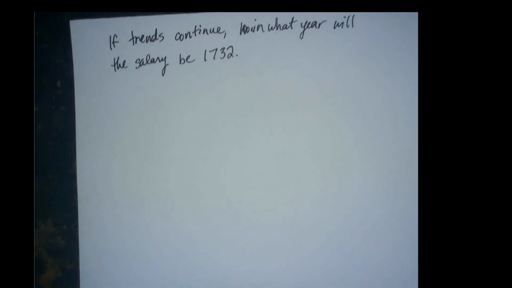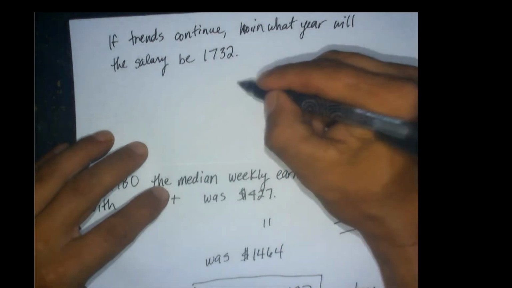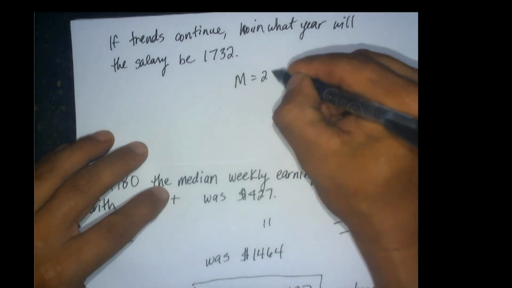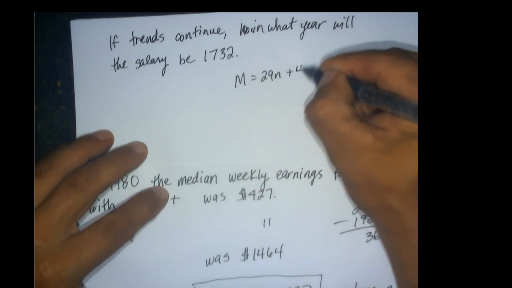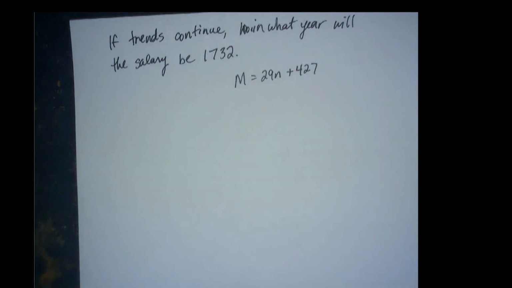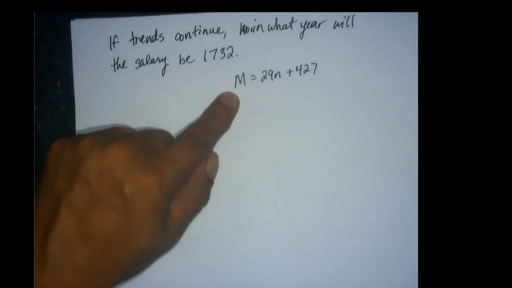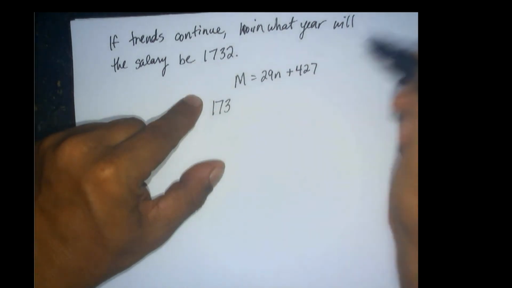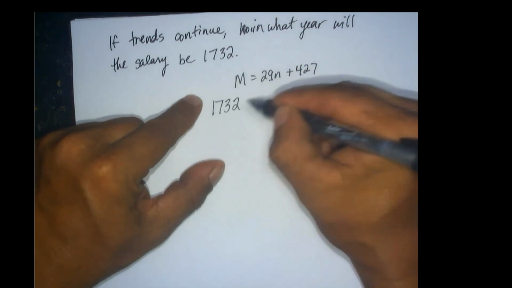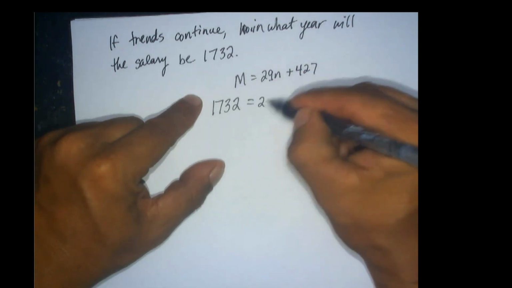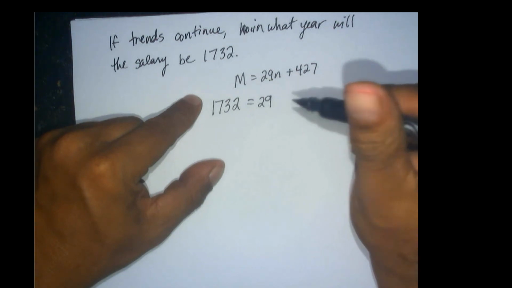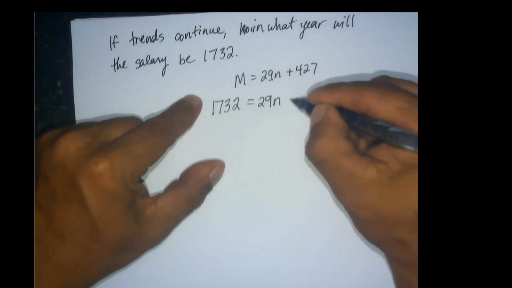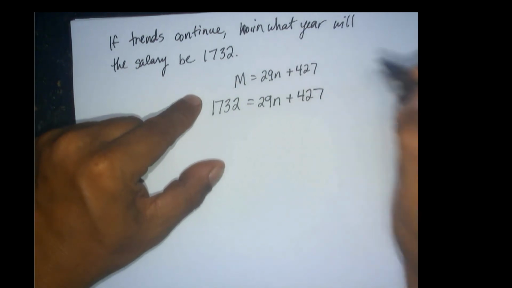Okay, so we got the same formula. I'm going to rewrite it here. M equals 29N plus 427. So what do we know in this equation? We know that M equals 1732. Very good. Look what I'm going to have to divide by. Nice. 29. See how yours is nothing like this. Plus 427.